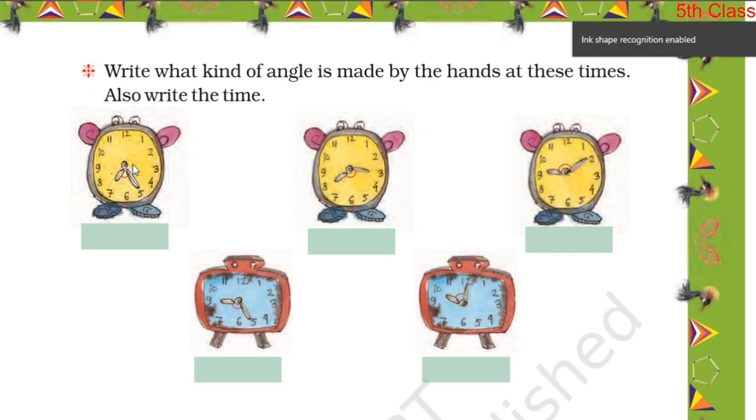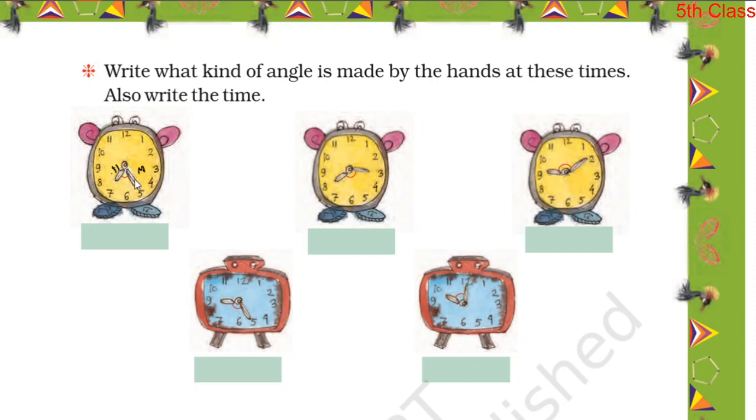Now what kind of angle is made by the hands? Here this is the hour hand and this is the minute hand. So this is the minute hand, isn't it? This is the minute hand and this is the hour hand. Generally the hour hand is short in length and the minute hand is long in length. So what is the angle made by these 2 hands?